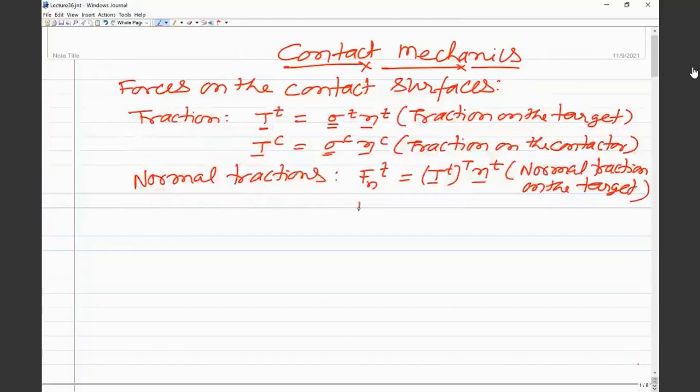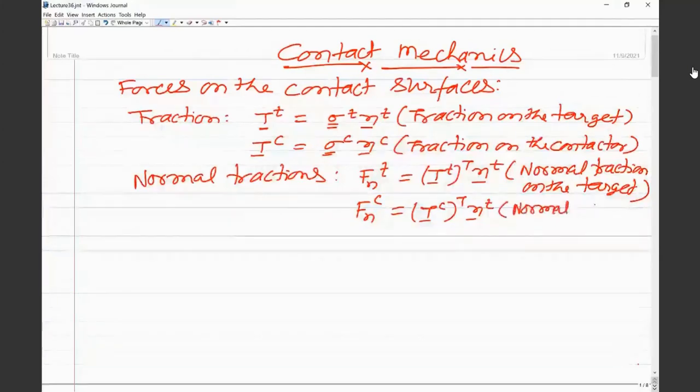And similarly, we want to find out the normal force, normal traction, although I'm denoting it by F, but it is actually traction. So if we take the traction vector on the contactor body, its transpose, and multiply. Now you keep in mind here that for the purpose of finding the normal tractions, we are taking the normal to the target body as a reference. So normal to the target body, we are taking even for the contactor. So this is the normal traction on the contactor.